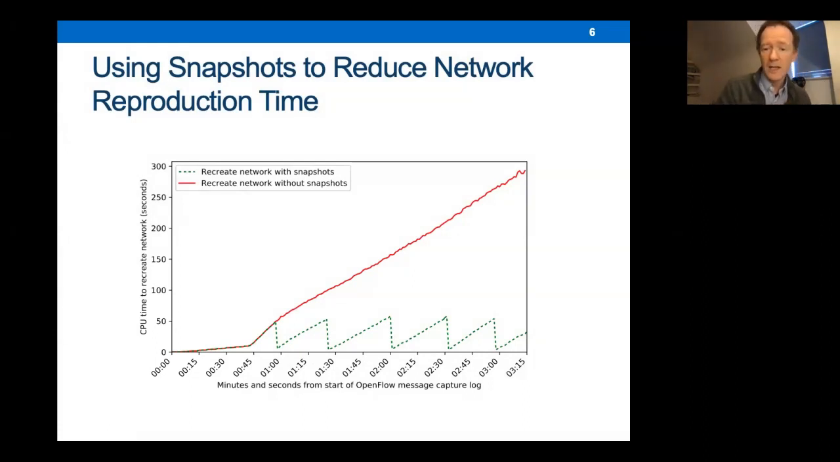And that upper limit is dependent on the distance or duration between snapshots, measured in time, or really measured in the number of OpenFlow messages between snapshots. And in this case, for the chart produced here, it was 75,000 OpenFlow messages between snapshots.